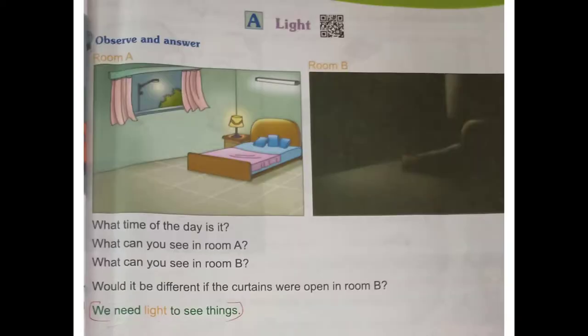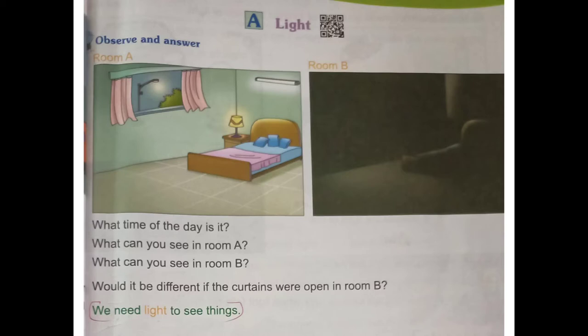Observe in your textbook, children. Light. Observe and answer. Room A and room B. Two pictures are given, children. What time of the day is it? What can you see in room A? And what can you see in room B? What time of the day is it, children, in this picture?